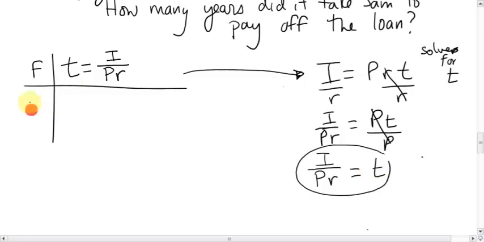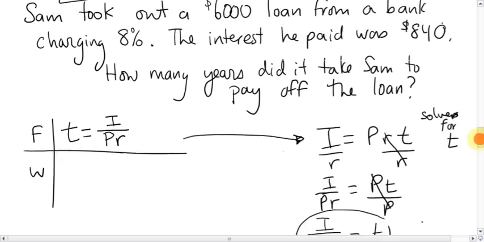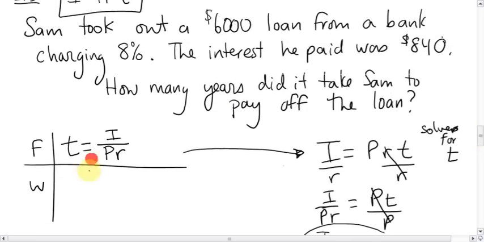Sub in our numbers for work. We don't know what the time is. Let's look at the question again. We don't know the time in years. I do know the split T because I don't know what it is. Line up the equal signs. The interest was 840. Reading the question, 840 will sub in for I. And the principal, the big chunk, $6,000. That's the principal.